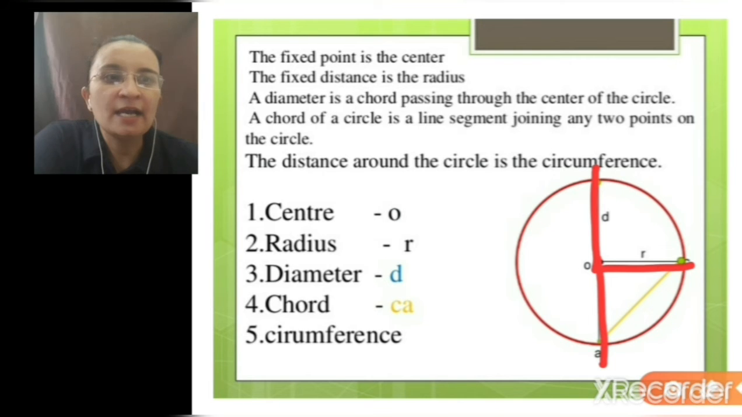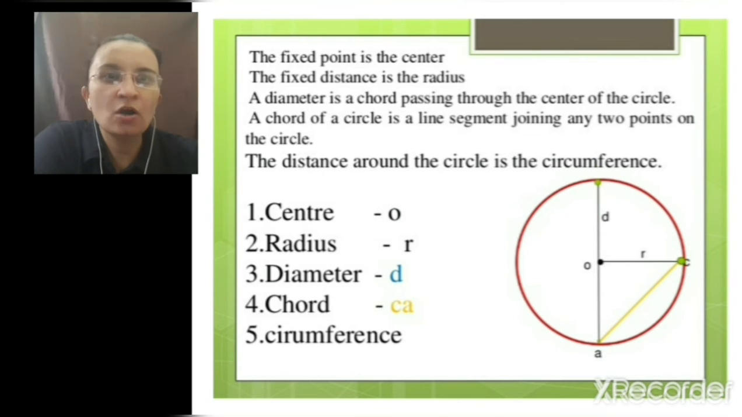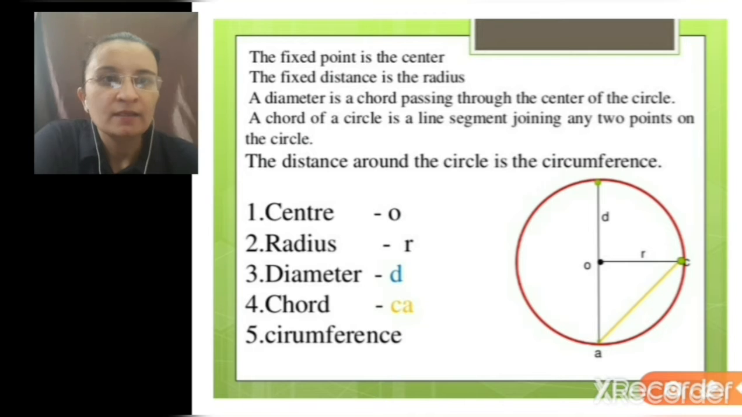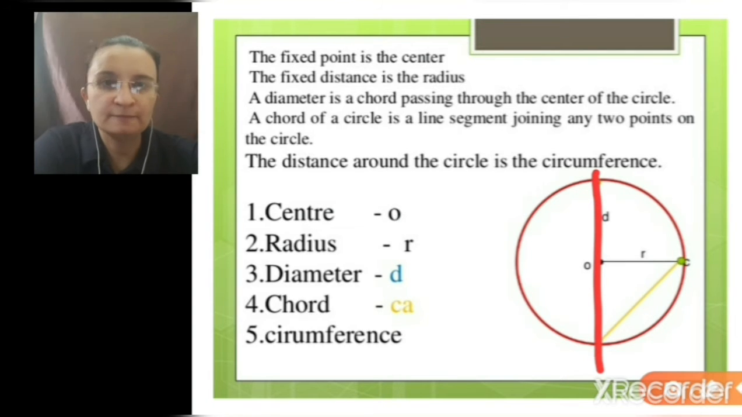Now diameter. A diameter is a chord passing through the center of the circle. From this definition you can find out the diameter. Diameter is denoted by small d. Diameter is a chord passing through the center of the circle. You can see this is our diameter.